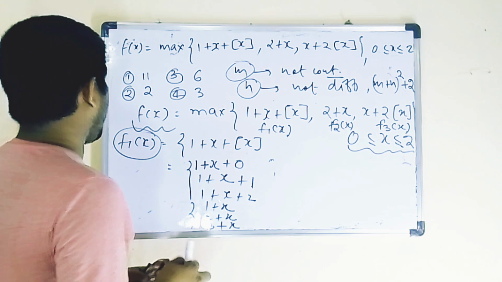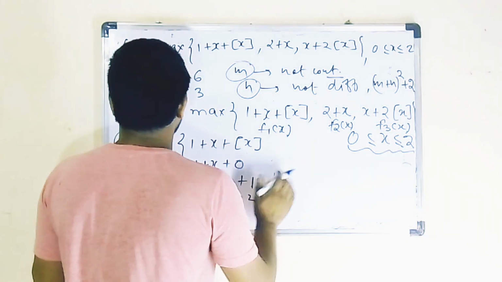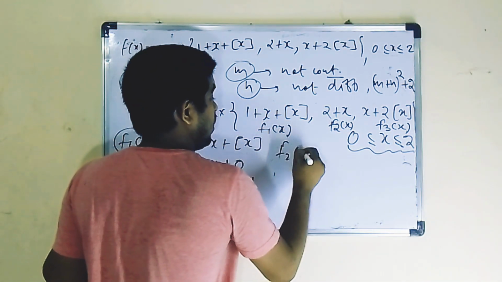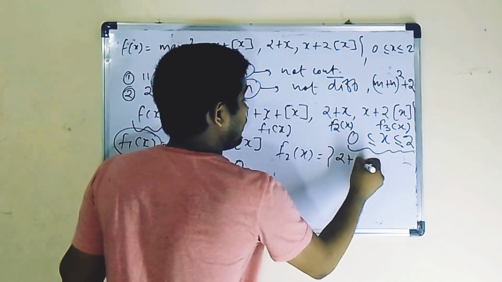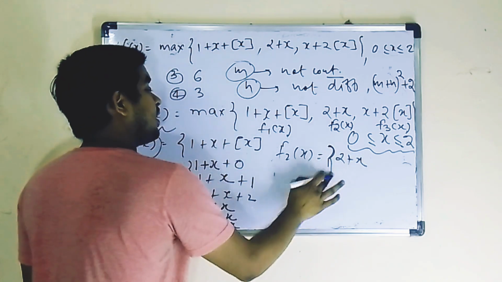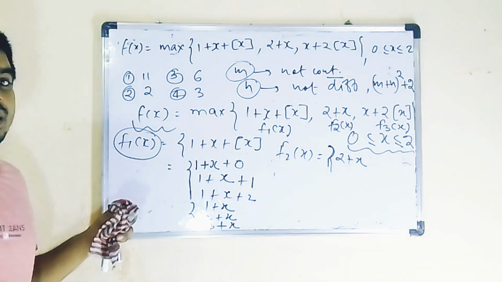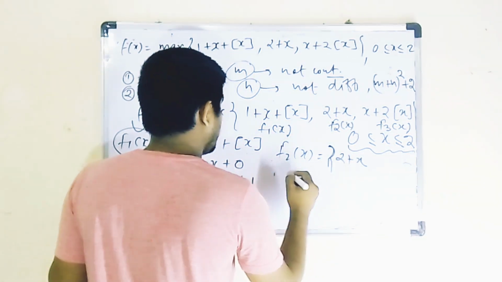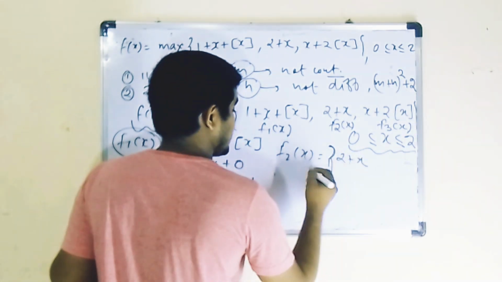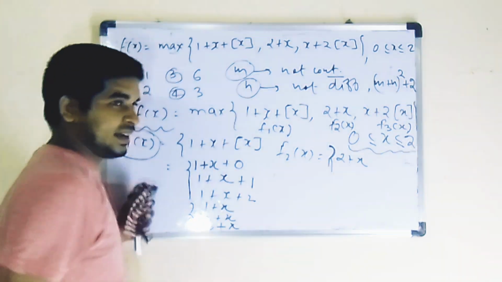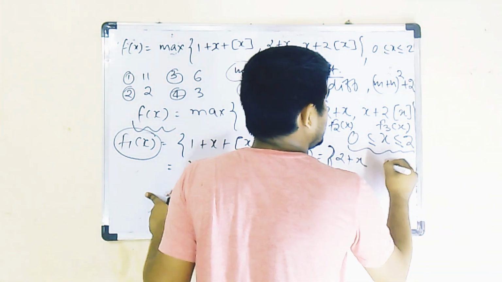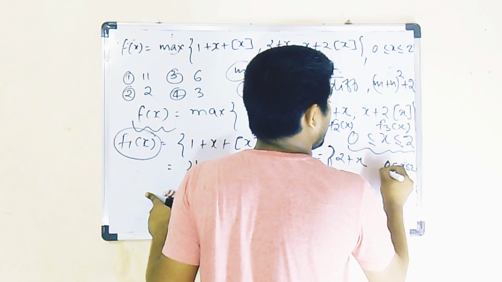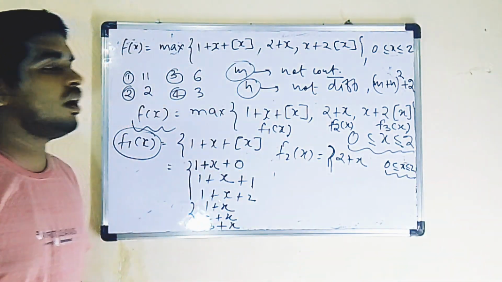So if you talk about f2 of x, what is f2 of x? 2 plus x. We need to define this function again in all three intervals. Agree? Yes or no? If I ask you what will be 2 plus x, 2 plus x will always be 2 plus x in any interval. So can I write directly 0 less than or equal to x less than or equal to 2? Any value of x you take, it will come only 2 plus x.